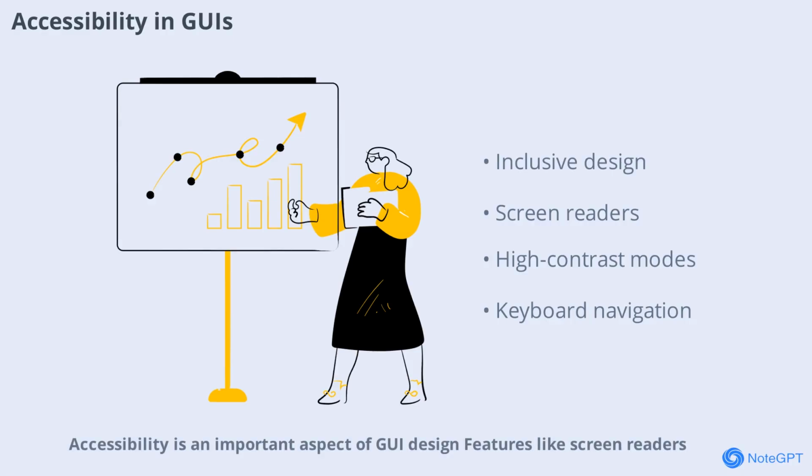Accessibility is an important aspect of GUI design. Features like screen readers, high-contrast modes, and keyboard navigation help people with disabilities use computers effectively. By considering different needs, designers ensure that technology is inclusive and available to everyone, regardless of their abilities.